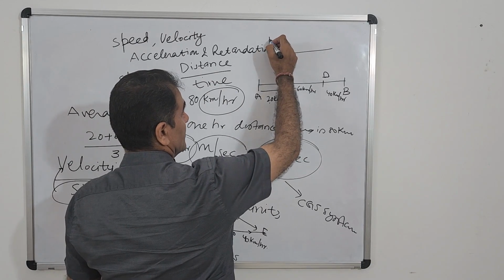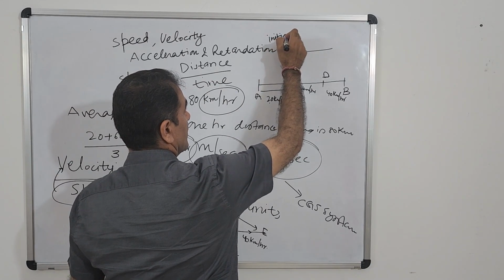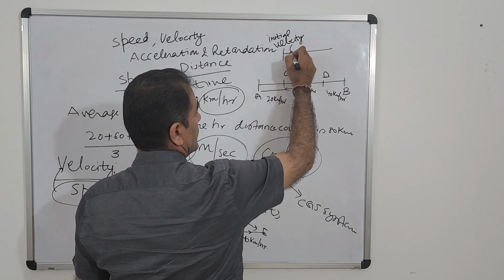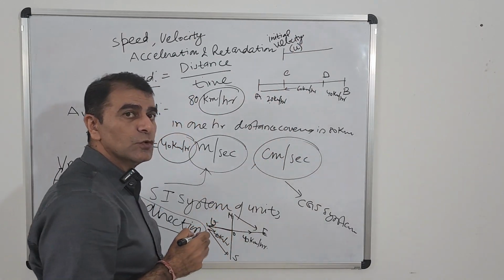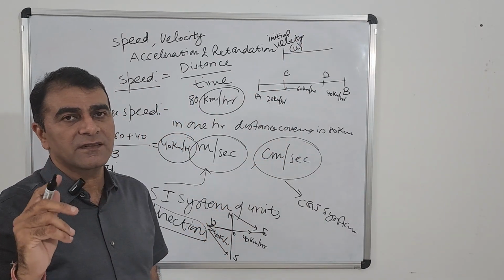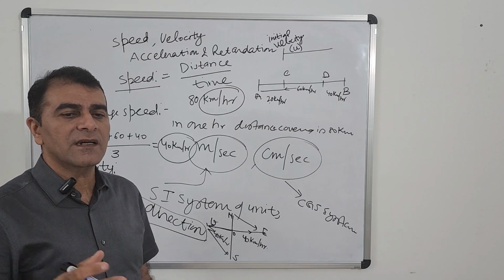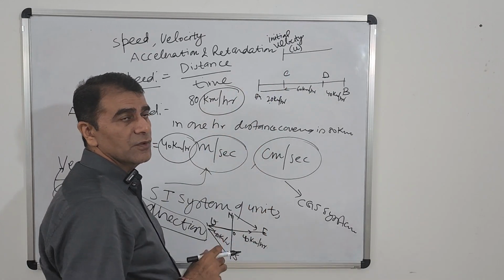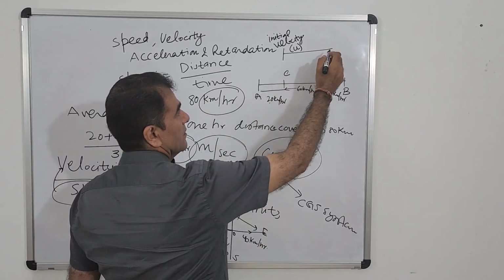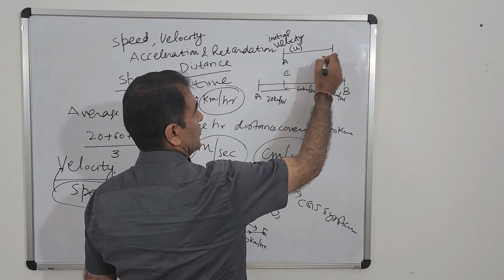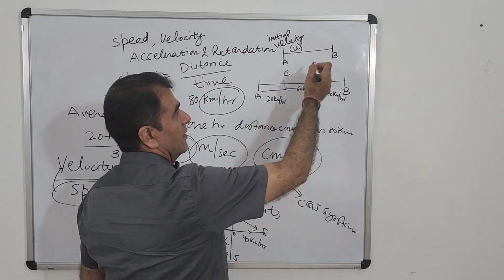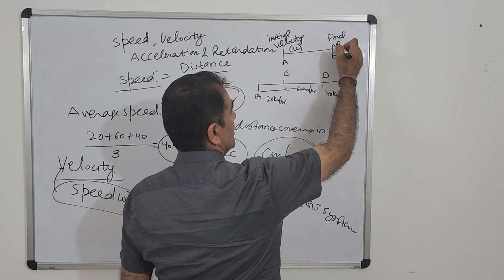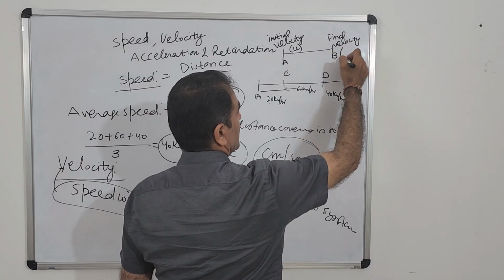When a person starts, his velocity is called initial velocity, and it is always denoted in motion as small u. We cannot change the symbols. These are given by the scientists when they write the books. They have decided that the symbol of initial velocity is u. Let us say he starts from A and reaches here, and his velocity at this point is called final velocity, and it is always denoted by V.